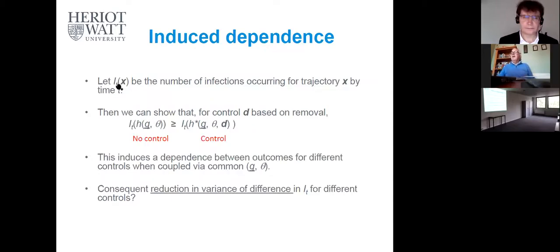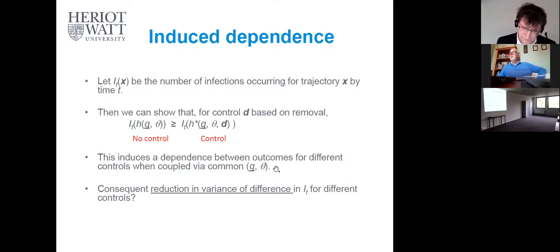And so just very quickly, this idea of the induced dependence, it's easy to prove that using this Selke construction, if you let I of t be the total number of infections occurring by time t, let's say, then if you have a control based on removal and you condition on the same Q and theta, then you will always have fewer infections with the control. So what this is doing is introducing a dependence between the outcomes when you have different controls, because you're coupling them via a common Q of theta.